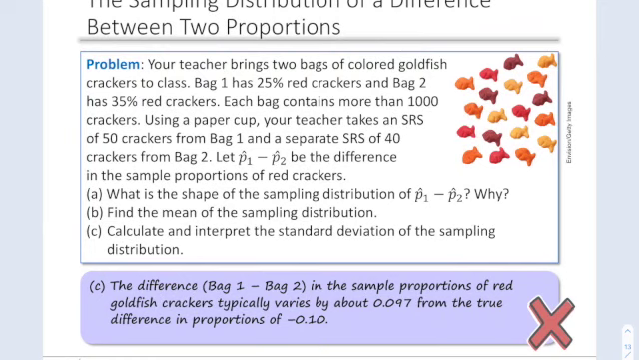And what does the standard deviation mean? For the difference, bag 1 minus bag 2, it is important to state the order of subtraction. The sample proportions of red goldfish crackers typically vary by about 0.097 from the true difference in proportions of negative 0.10. The interpretation is the same as it has been in previous chapters. The only difference now is we are talking about the difference. So you're not talking about just the sample proportion, it's about the difference in sample proportions.